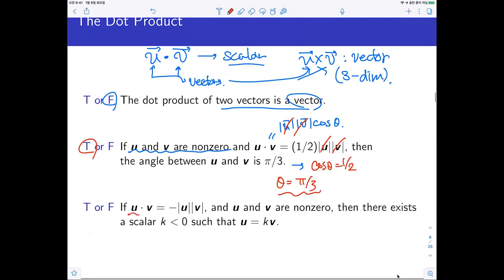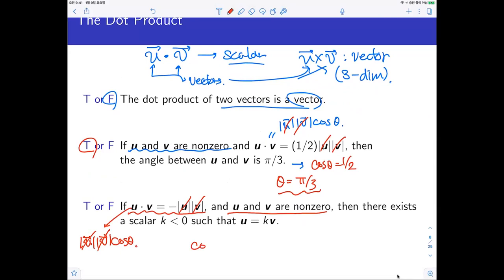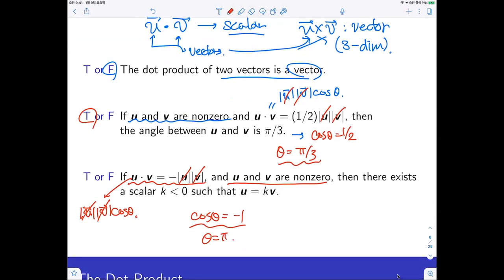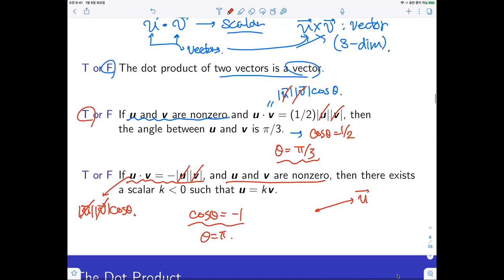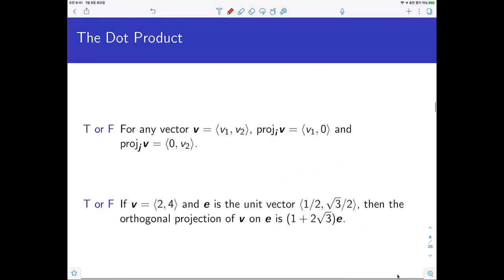Okay, next, if u dot v is minus the length of u times the length of v, and u and v are non-zero, we again use the property of the dot product to get the length of u times the length of v times cosine theta. We again cancel the norms of u and v. We get cosine theta equals minus 1. So the angle between u and v is pi. That means u and v have opposite directions. So if here is vector u, then vector v is here. So we can conclude that there exists a negative scalar k such that u equals k v. So this is true. Any questions? No? Okay.